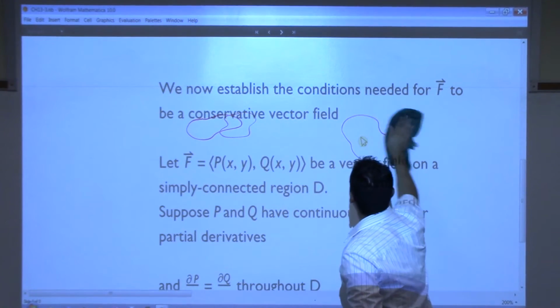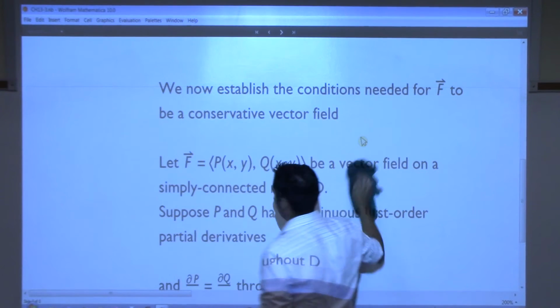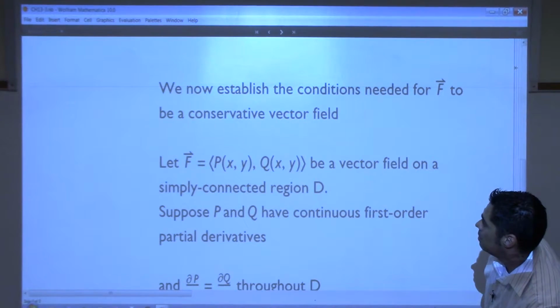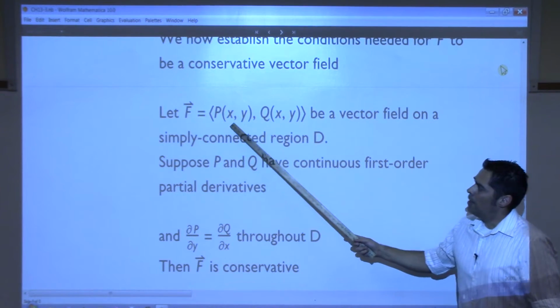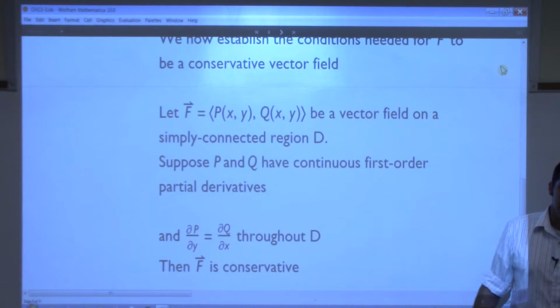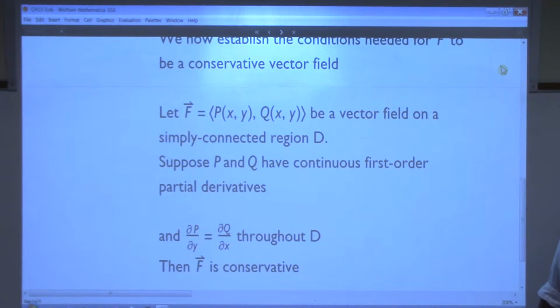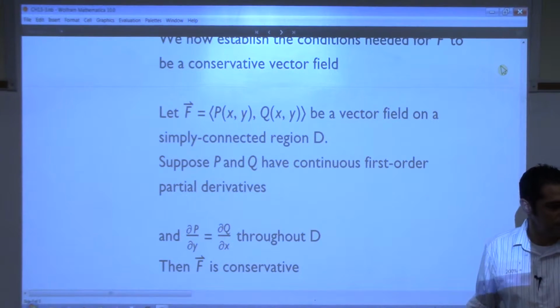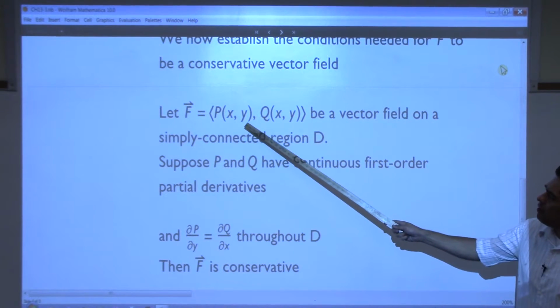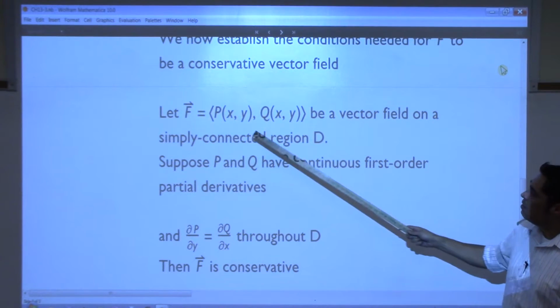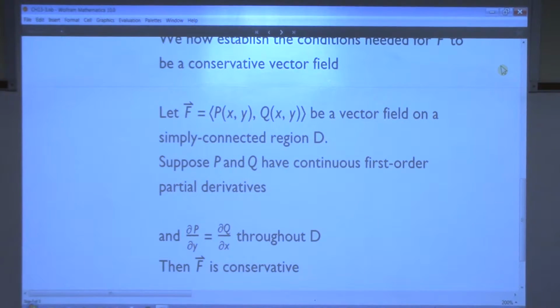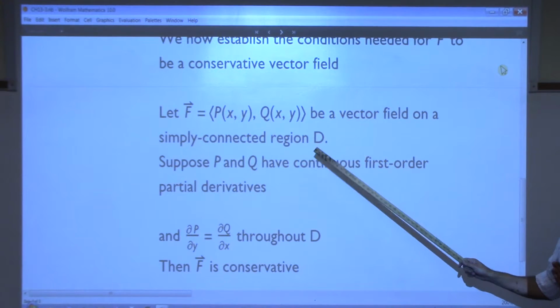What do we need to be able to say that a vector field F is conservative, which is a very strong condition? Well, first of all, let's let the vector field have two components. So right now we're looking at only vector fields that are two-dimensional. You'll have to wait for a few sections before we show you how to do it for three-dimensional vector fields. Let's call the first function P of x, y, because it could have x's and y's in it. We'll call the second function Q of x, y. Let that be a vector field on a simply connected region D. So it has to be a simply connected region for this to work.